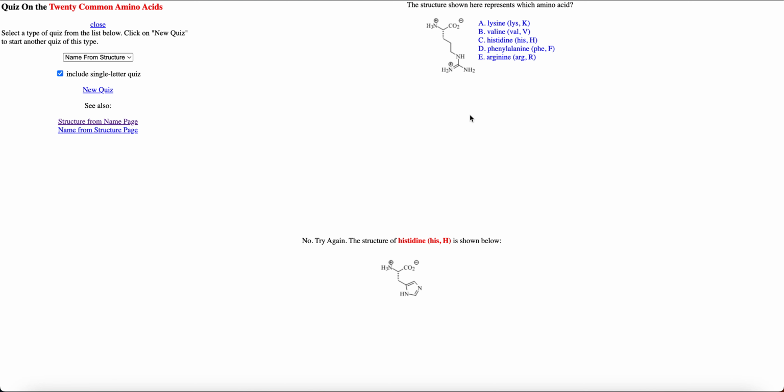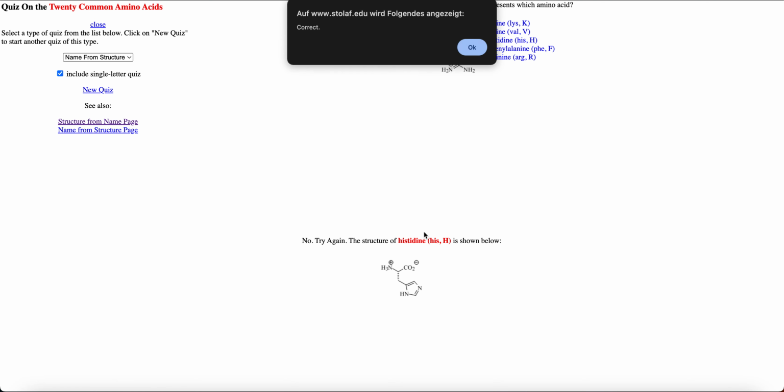Oh, that's not histidine. I'm sorry, that is not histidine. That is arginine. Yes, but the histidine has an aromatic ring. Remember, there is N and there is an aromatic ring. Okay.